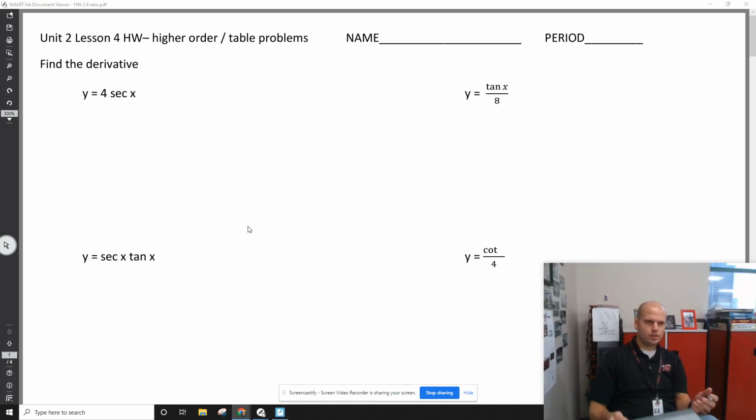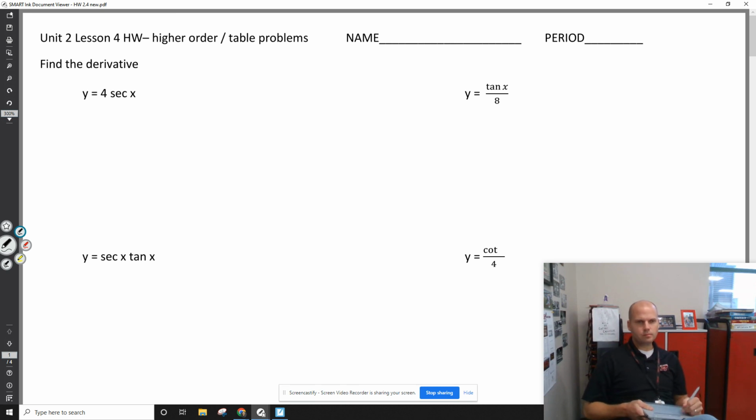So calculus students, here's the lesson 4 homework where we're doing derivatives of other trig functions. We have some table problems where we have more notational derivatives. And then we have higher order derivatives, so like second derivatives, third derivatives, stuff like that.